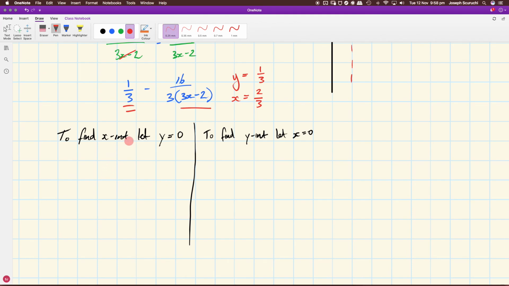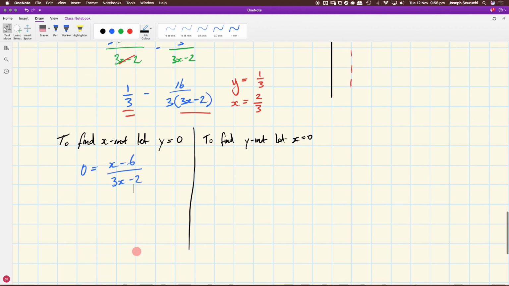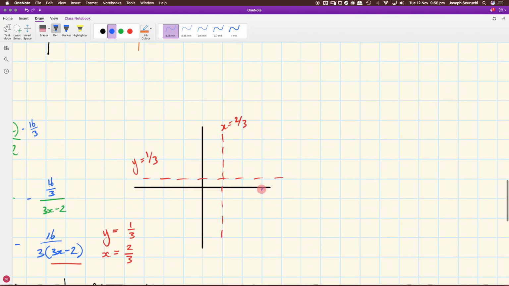To find my x-intercept, let y equal 0. Again, using the same logic, I'm going to use this one up here. So it's going to be 0 equals x minus 6 over 3x minus 2. I'm going to times both sides by 3x minus 2. I'm going to be left with 0 equals x minus 6, and therefore 6 equals x. That right there will be my x-intercept. So I'm going to come over here and say I'm going to hit this at 6, 0.